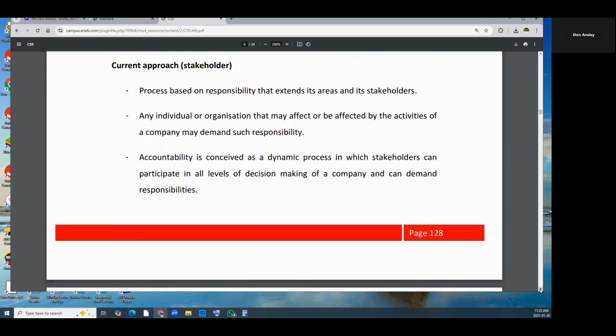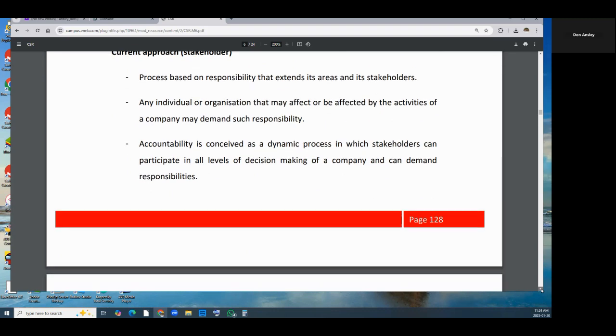Current approach. Stakeholder approach. Process based on responsibility that extends in areas and its stakeholders. Any individual or organization, no matter how small, that may affect or be affected by the activities of the company, or may even think that they're affected by the actions of the company, may demand such responsibility. Accountability is conceived as a dynamic process in which stakeholders can participate in all levels of decision making of the company and can demand responsibility.